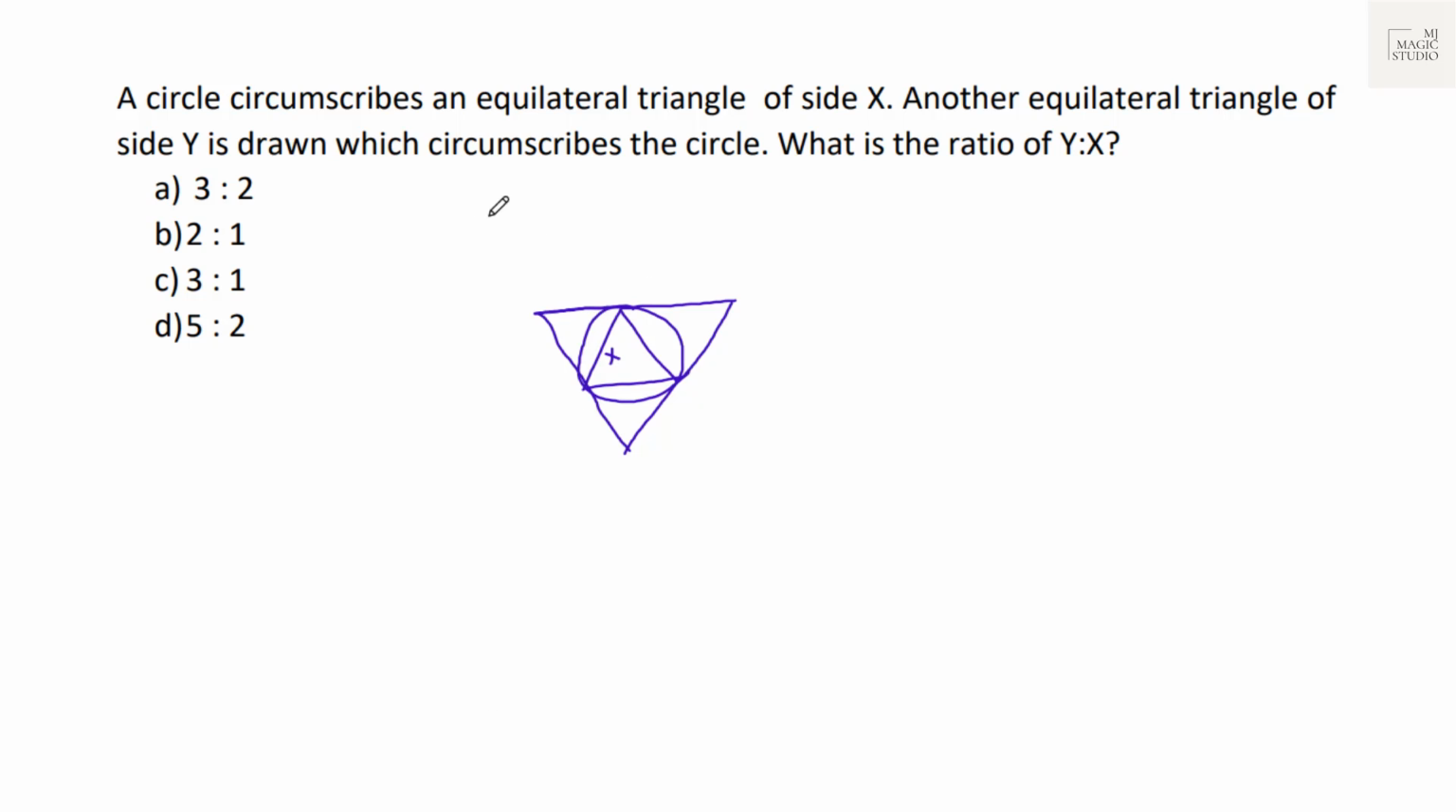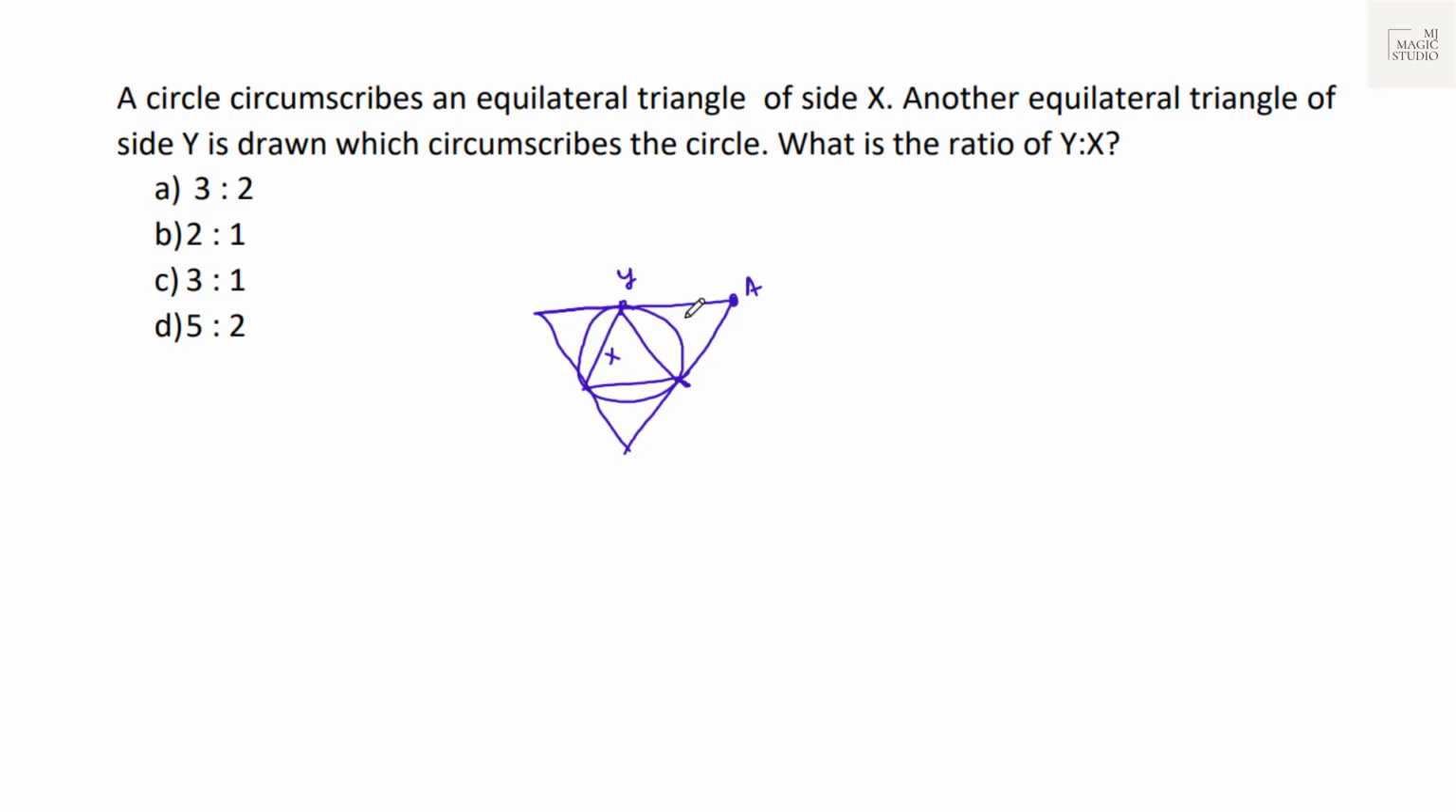Okay, and the side of this equilateral triangle is y. What is the ratio of y is to x? Now if we look at this diagram very clearly, we can see that from an external point A, two tangents are drawn on this circle which are meeting at these points.